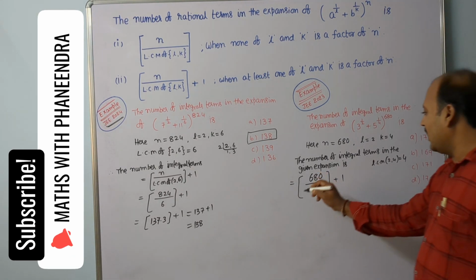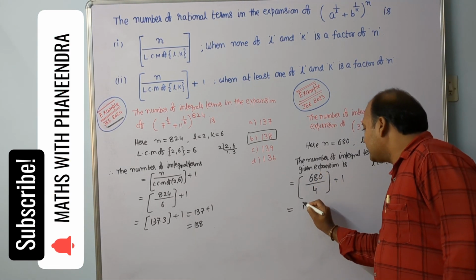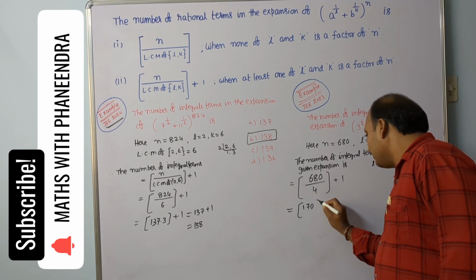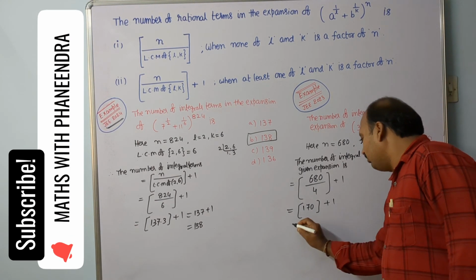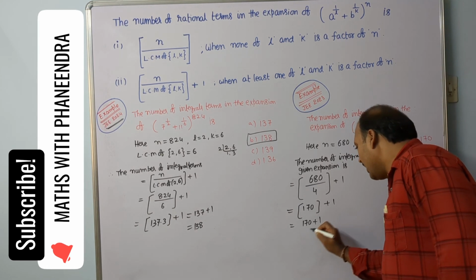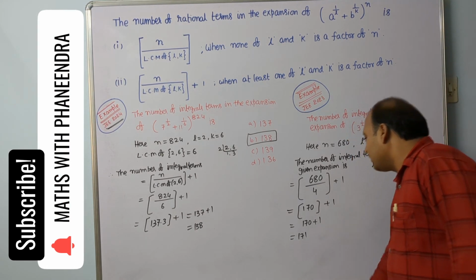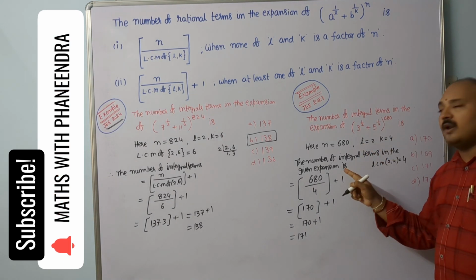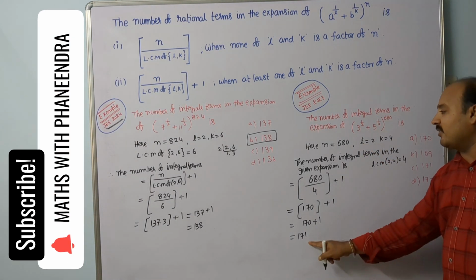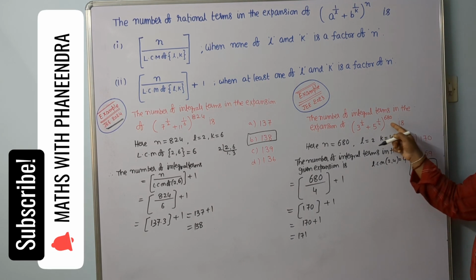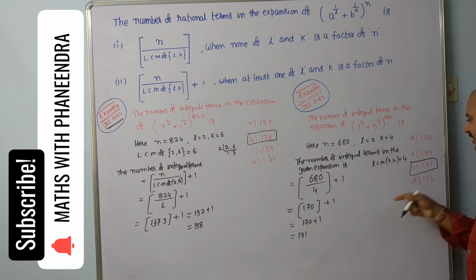Okay, students. Now 4 1s, 4 7s, plus 1. Step of 170 is 170 plus 1. So 170 plus 1, that is 171. The integral terms or rational terms are 171 out of 681 terms. 171 terms are rational terms.